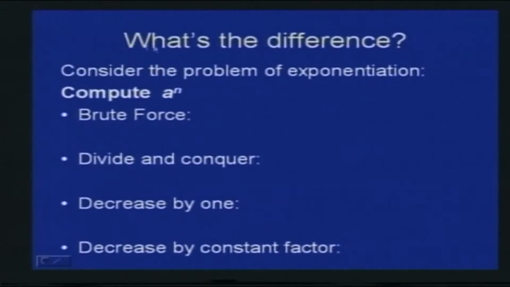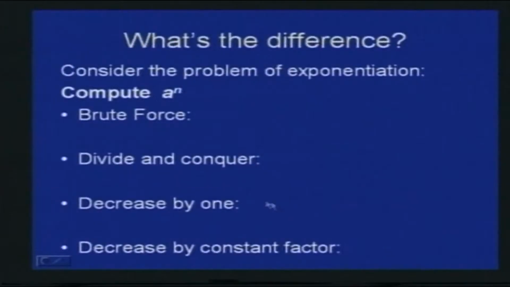Now, let us look at what is the difference by considering this. So, we have looked at brute force, we have looked at divide and conquer, we have looked at decrease by 1, and we have looked at decrease by a constant factor. To actually bring out the difference, let us take this. You want to compute a to the power of n, okay. We are not taking a sorting problem, we just want to compute a to the power of n. So, in the case of brute force, you do a multiplied by this, multiplied by this, multiplied by this, and so on and so forth. So, that is the brute force method. You do it one by one slowly.